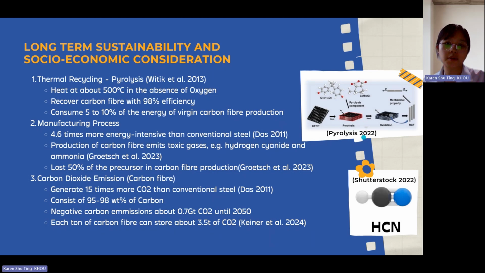Last, let's talk about carbon dioxide emissions. For this section, we will focus on carbon fiber, which is a part of this composite material. Although the production of carbon fiber will generate 15 times more carbon dioxide than conventional steel, it can be used for negative carbon dioxide emissions because it consists of 95 to 98 weight percentage of carbon element.